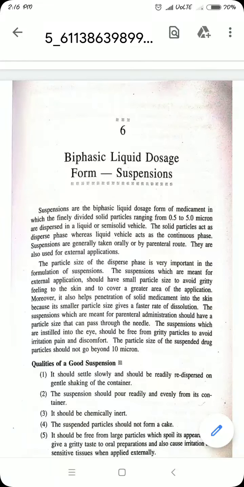In the previous lecture, we finished the monophasic liquid dosage form. Today, we will start with biphasic liquid dosage form. In that, the first one is suspension.